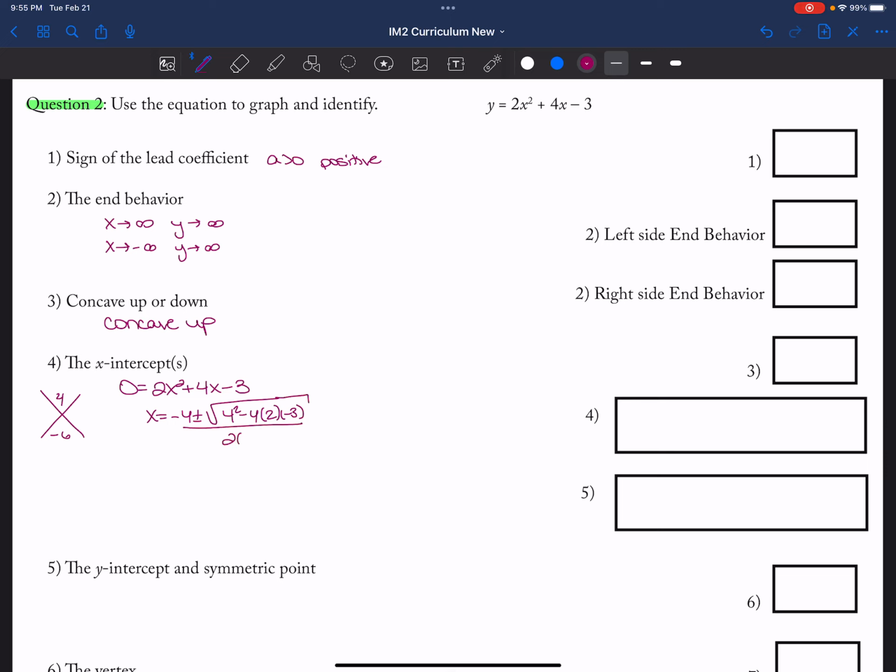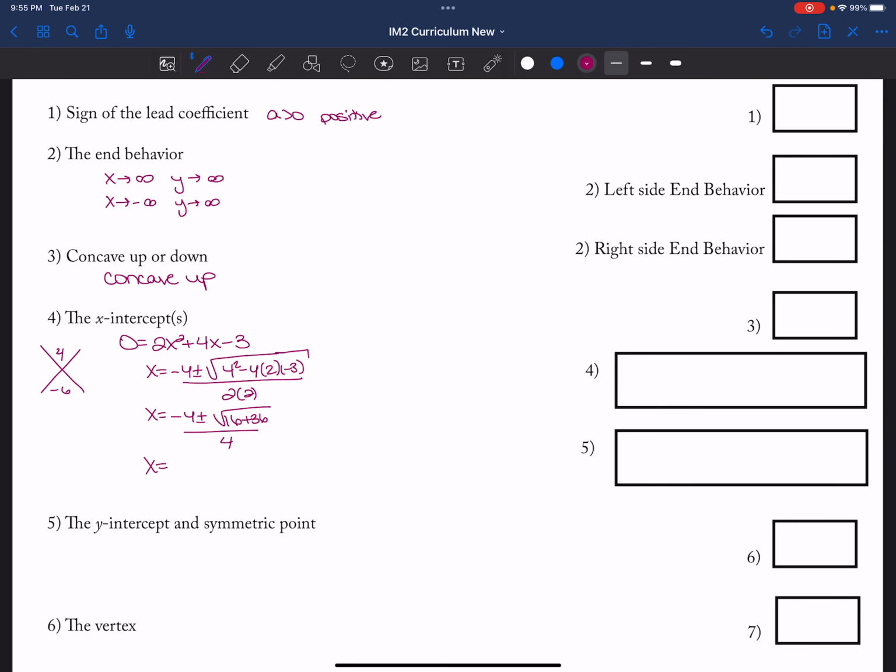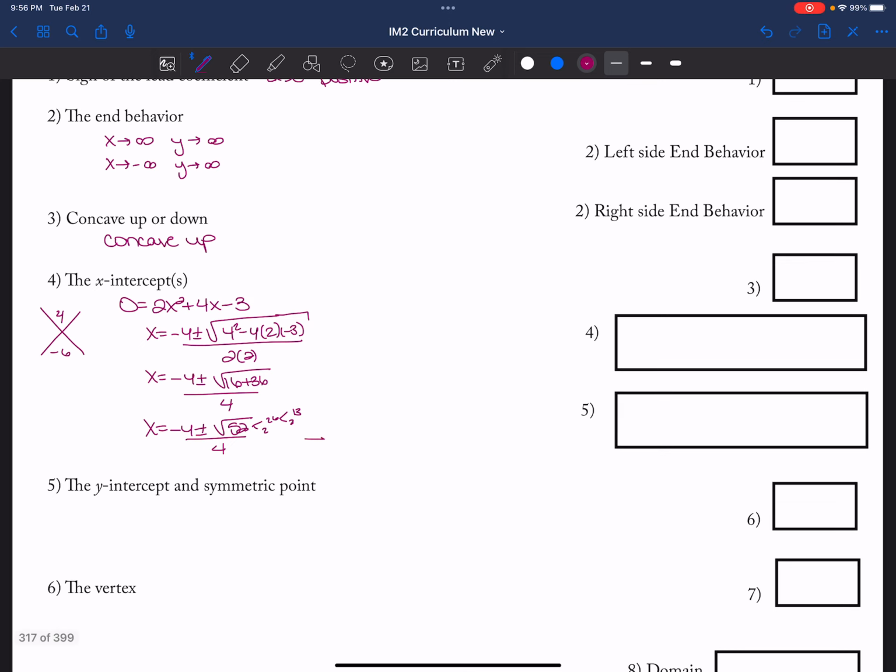all over 2a. So x is equal to negative 4 plus or minus the square root of 16 plus 36 all over 4. So x is equal to negative 4 plus or minus the square root of 52 over 4. So 2 and 26, 2 and 13. So then x is equal to negative 4 plus or minus root 4 times root 13 all over 4. So x is equal to negative 4 plus or minus 2 root 13 over 4.